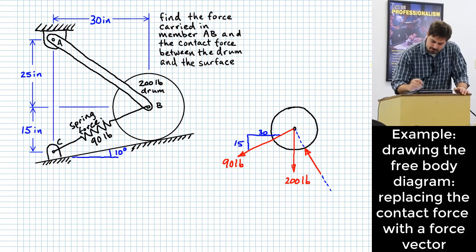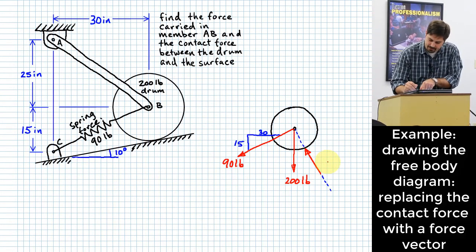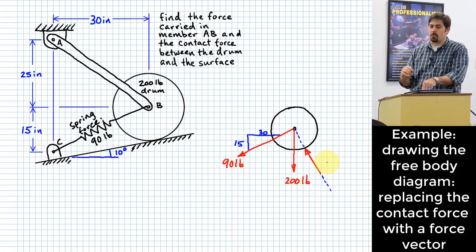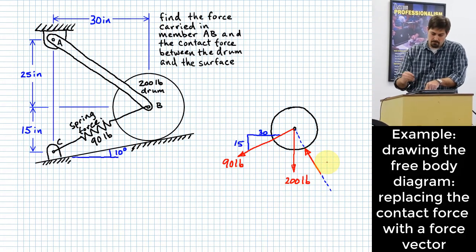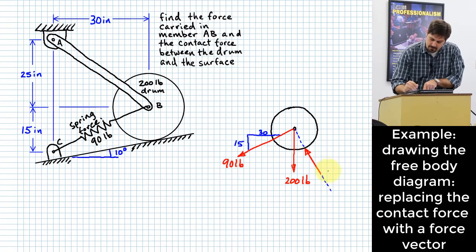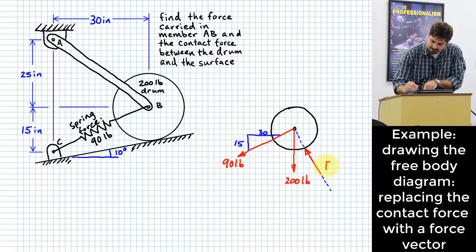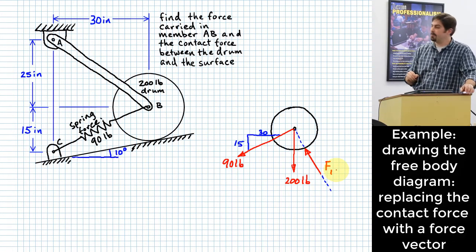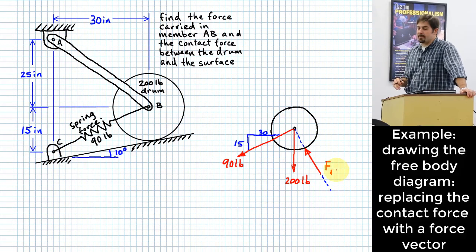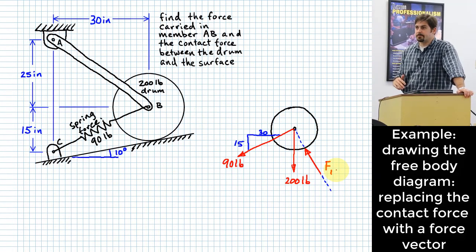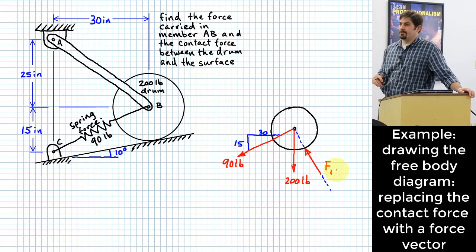By the way, we don't know what the value of that force is yet, right? So we should probably label it with what? We can label it some way that's descriptive. Someone says F what? Okay, fine. F1. Sounds good. Do we know anything about the direction of F1? Okay, the 10 degrees has something to do with it.